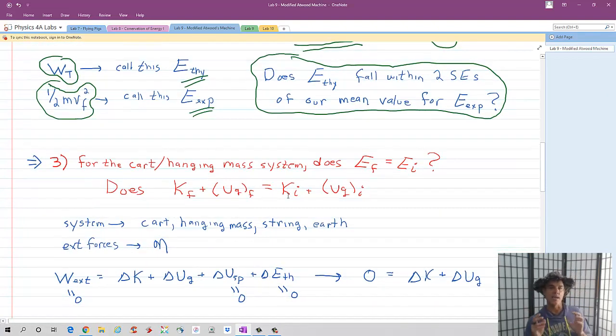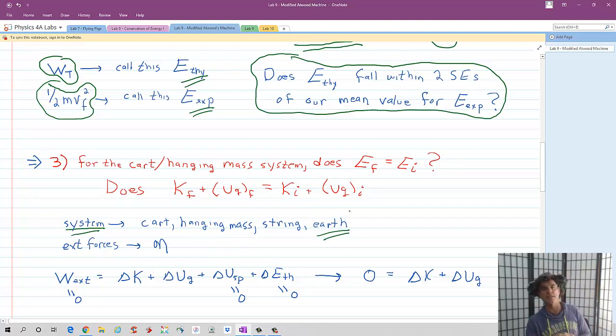Third part of this lab, and again, the data is all the same, we're just analyzing it a different way. Now we're going to consider our system to be the cart, the hanging mass, the string, and the earth. And now that the earth is part of our system, I can incorporate gravitational potential energy.